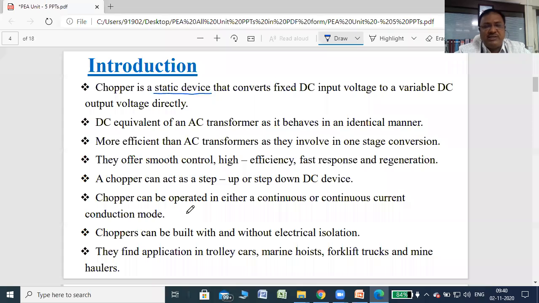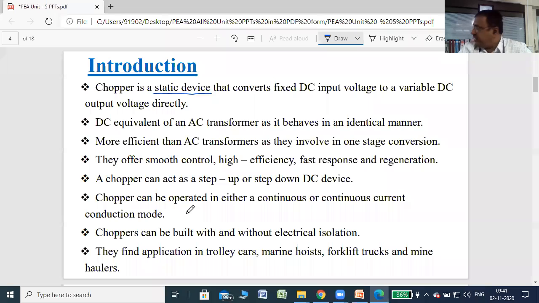This is the DC equivalent of an AC transformer as it behaves in an identical manner. If you have seen the video of practical number 6, in which we are using an auto transformer, sorry, it's not a rheostat, it's basically an auto transformer or variable transformer. So this is nothing but a DC equivalent of an AC transformer, right? Because the output is variable.